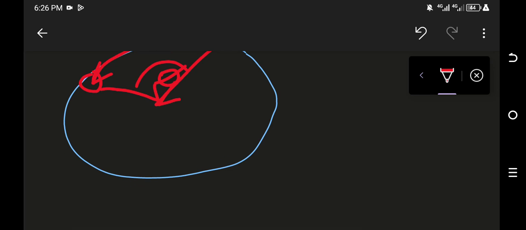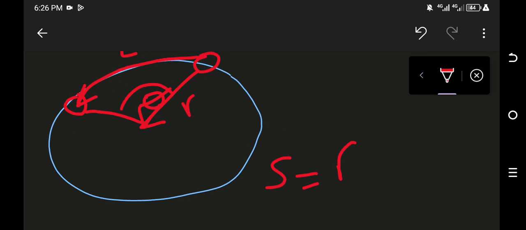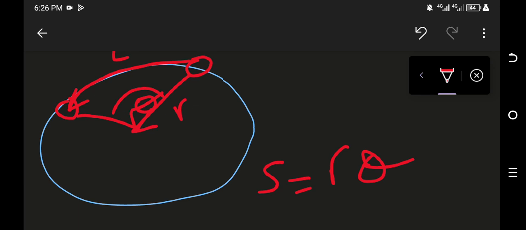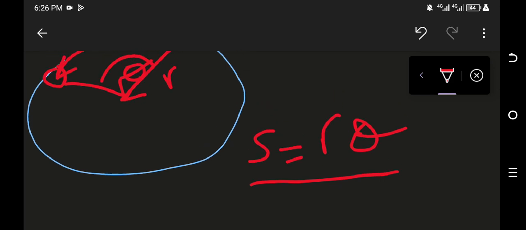The arc length, which we are going to represent by L or S, we are just going to be using S. S, the arc length, is directly proportional to the radius. The radius is this part, and the angle. If you increase the angle, the arc length will also increase. So they are directly proportional to each other. Okay, so remember this formula also.